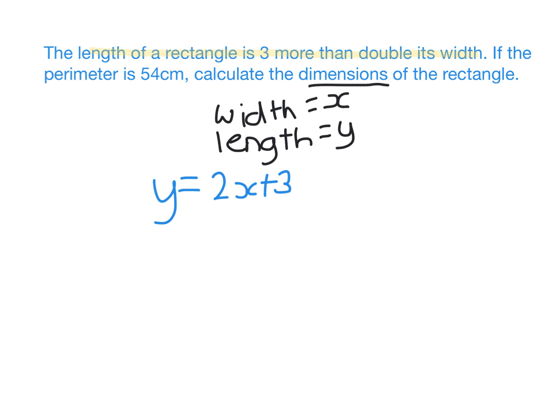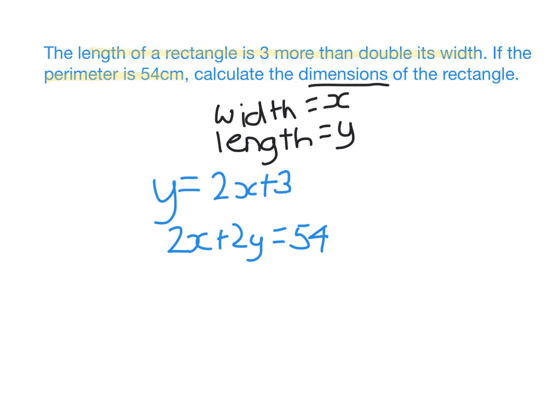Now, we can't solve this equation by itself. It'd have infinitely many solutions. We need a second equation, which we get from the second bit of information. Here, that information is that the perimeter is 54 centimeters. Now, we know that in any rectangle, the perimeter is simply twice the width plus twice the length. Now we have two equations. We will solve them using the substitution method.